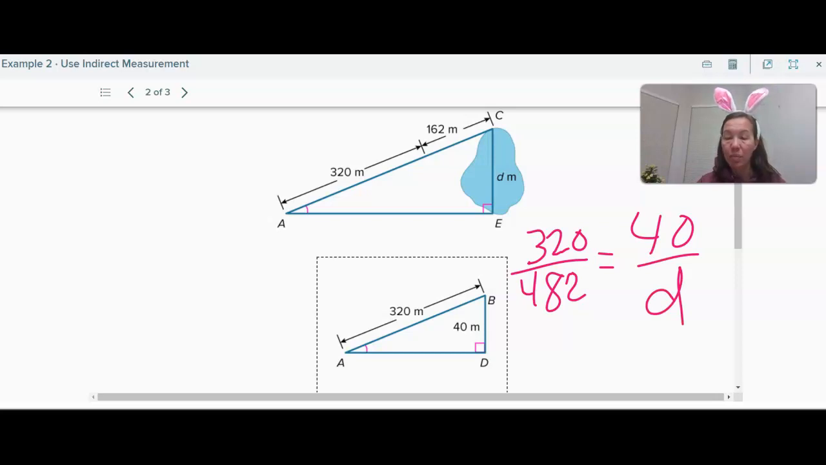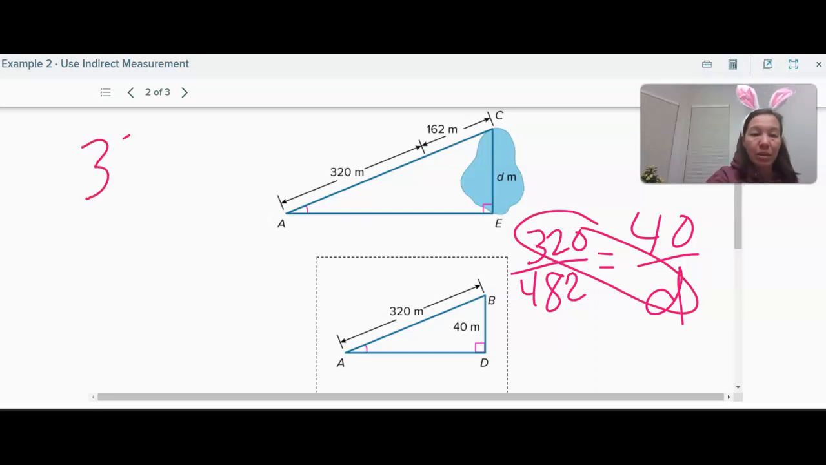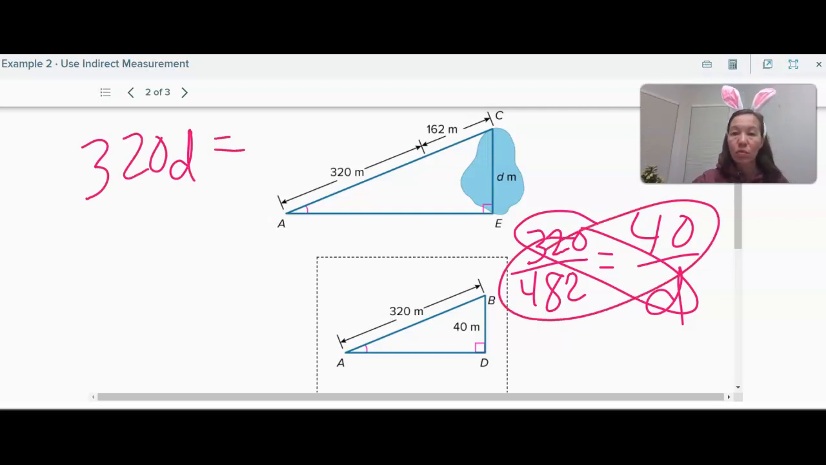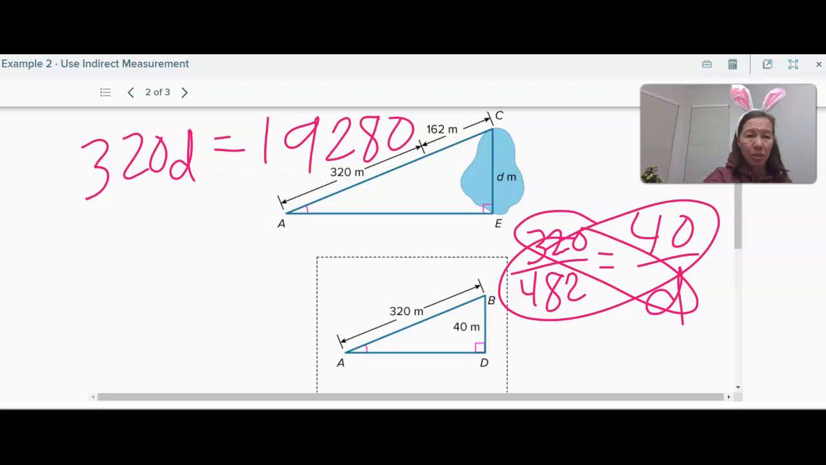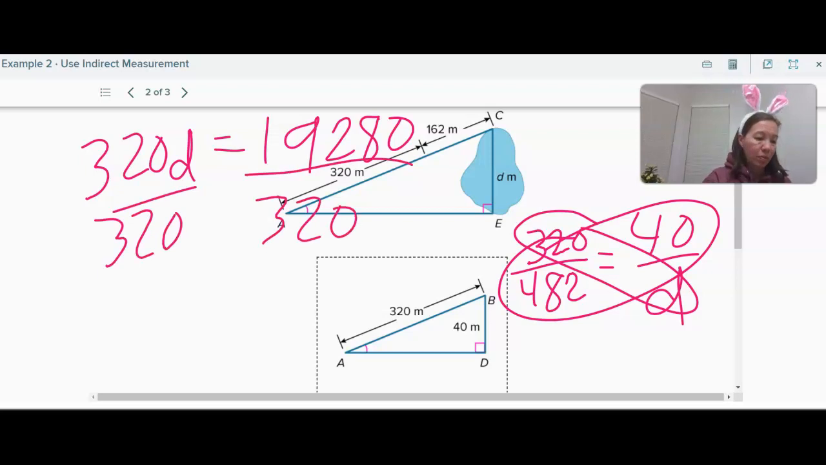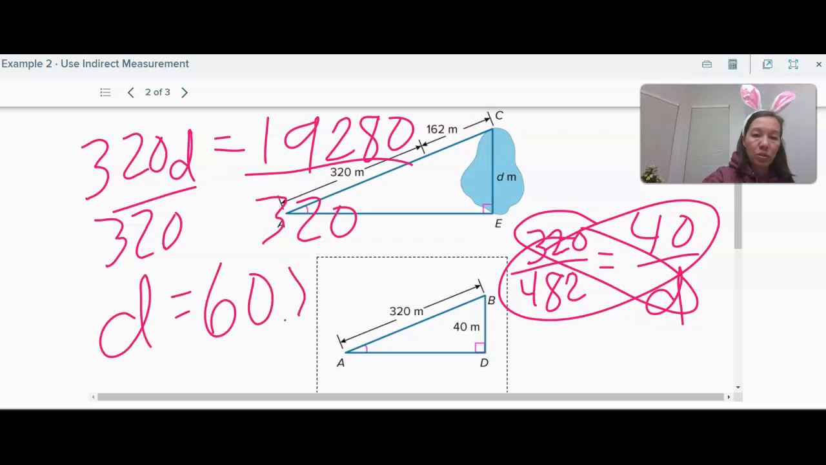So all we're doing is setting up a proportion, and then the easy way to solve this is to cross multiply, instead of trying to figure out what we have to divide or multiply by. 320D equals 482 times 40, which is 19,280. And now this is a very simple equation to solve. We just divide both sides by 320, and we get that D, the distance across the lake, is 60.25 meters.